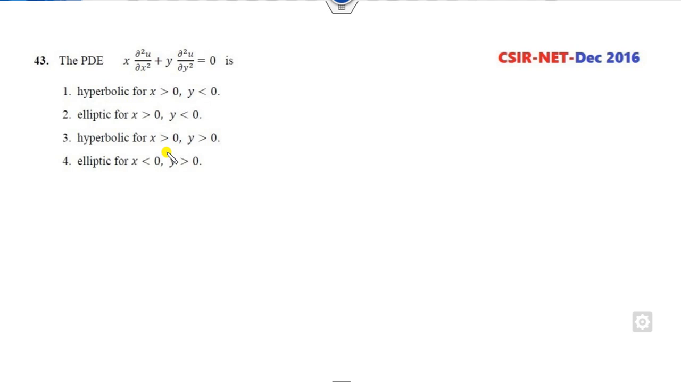Look at the next option. Again, which is hyperbolic and parabolic. So we can find again b square minus 4ac. This is minus 4a, again a repetition of this. So what is hyperbolic? Second and fourth quadrants. When x is positive, y is negative, so it becomes negative. Hyperbolic needs greater than 0. This option is cancelled out.